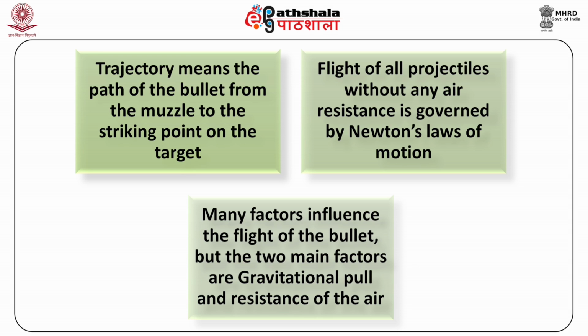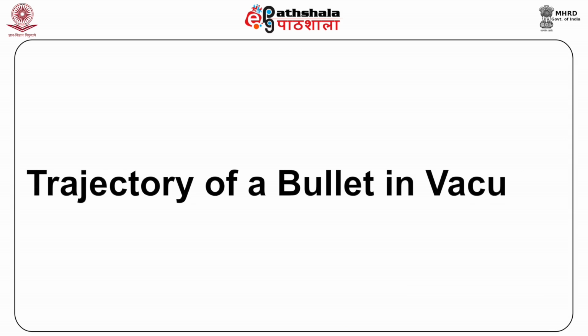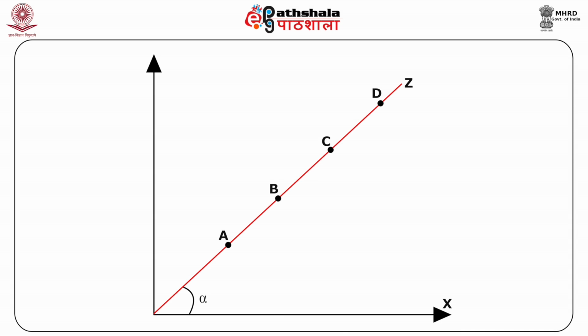Many factors influence the flight of the bullet, but the two main factors are gravitational pull of the earth, which brings it to the ground or target, and resistance of the air, which reduces its velocity. Trajectory of a bullet in vacuum. Let a bullet be fired from a firearm in the direction OZ at an angle alpha with the horizon with a velocity v as shown.